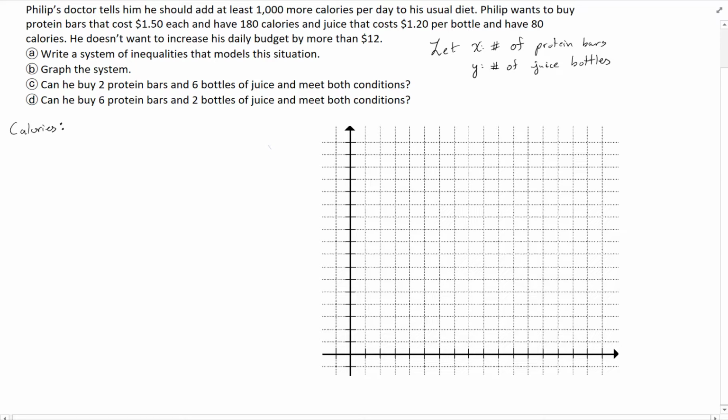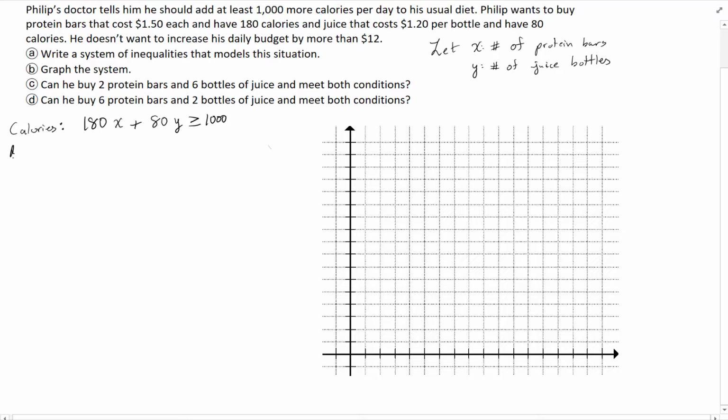We want to add at least 1,000 calories, and that's made up of 180 calories for the protein bars and 80 calories for the juice bottles. There are x protein bars and y juice bottles. So we can then say that 180 times the number of protein bars plus 80 times the number of juice bottles must be at least 1,000. So greater than or equal to 1,000.